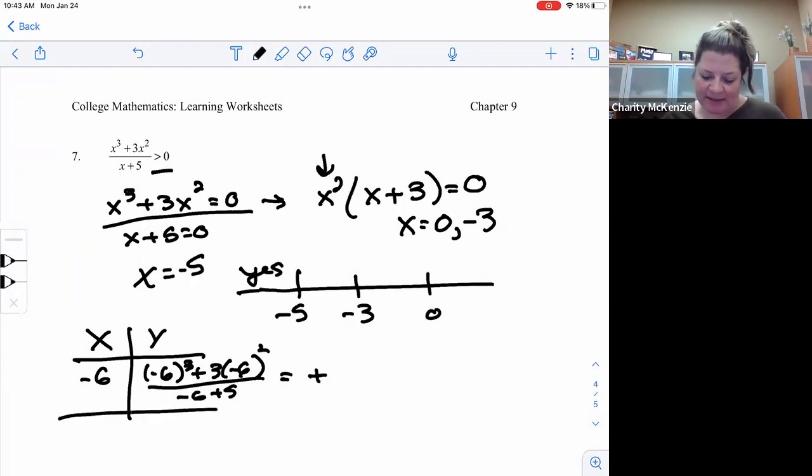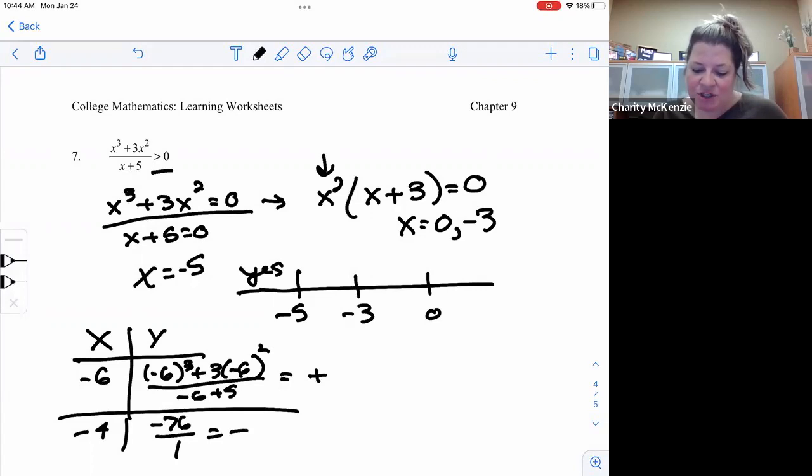Okay, next number. Maybe -4. I think that's really the only one that's between -5 and -3. So same idea. So I'm going to have -4 to the third plus 3 times -4 squared. And I got -76 on the top, and then -4 plus 5 is a positive. So I got a negative, which is less than, not greater. So this is a no.